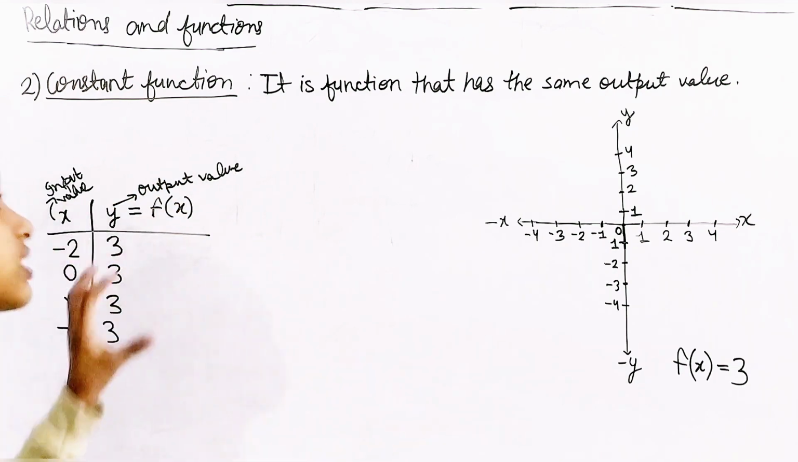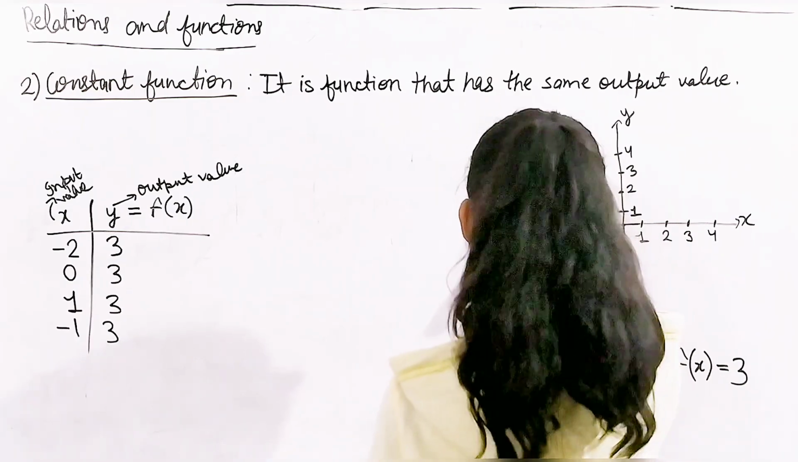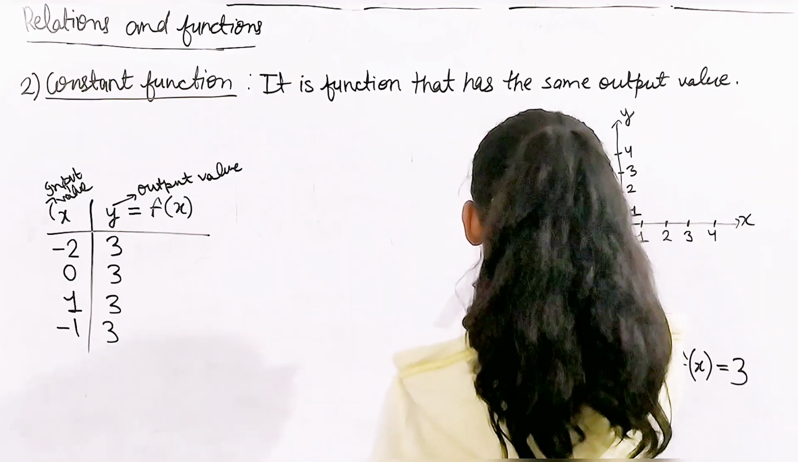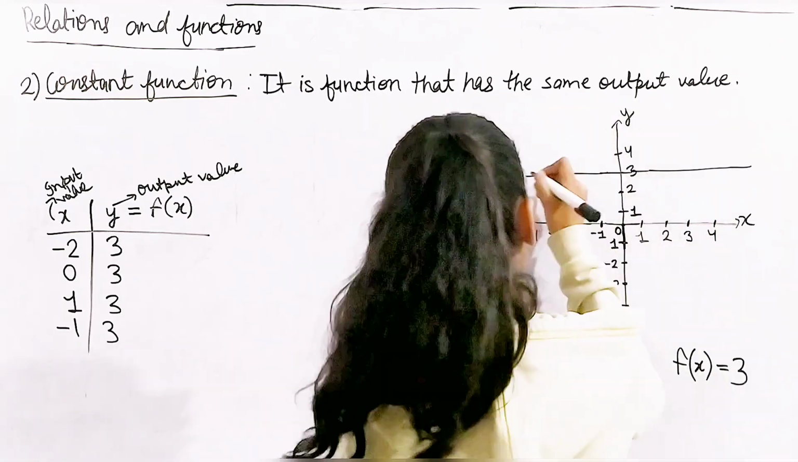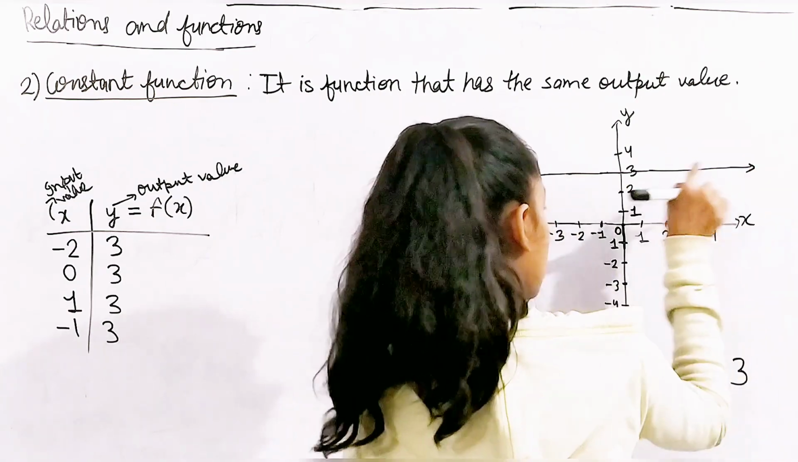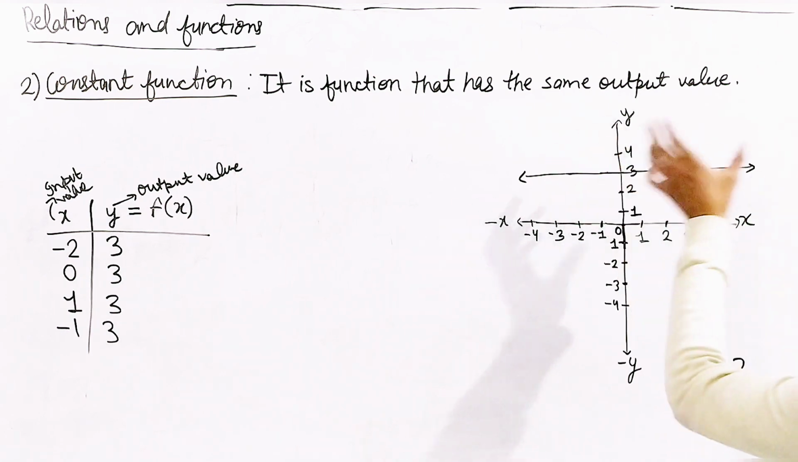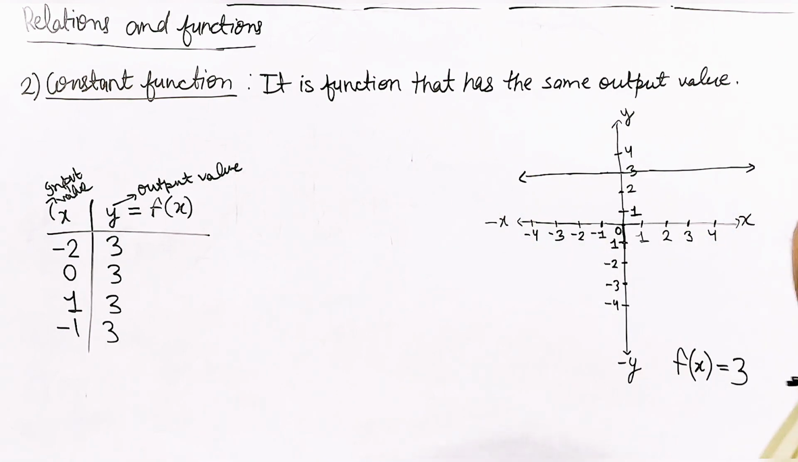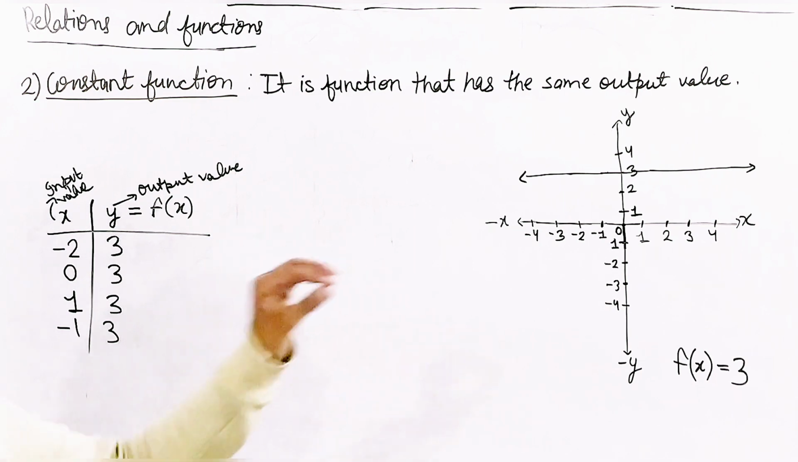So this is how the constant function looks on the graph. It's just a straight line going from here. So this is the line, which stays constant. It doesn't matter what the input value is. It is a function that has the same output value, no matter what the input value is.